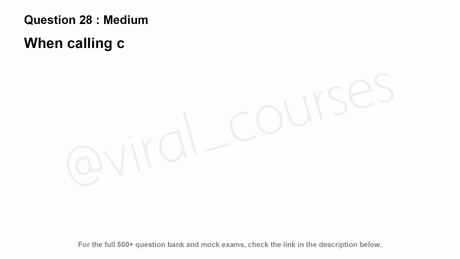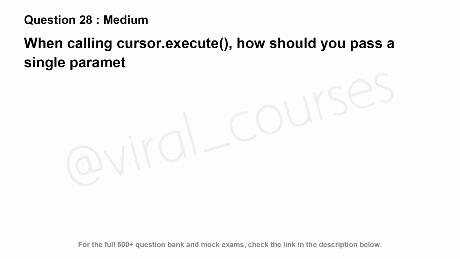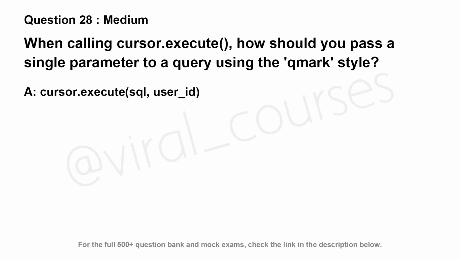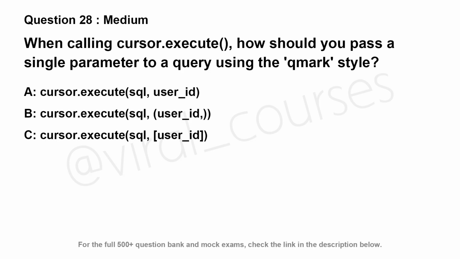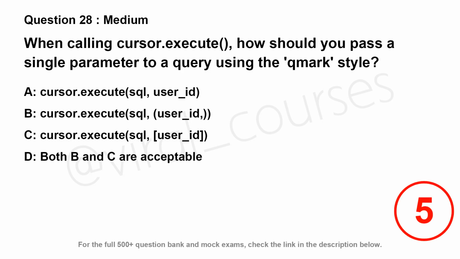When calling cursor.execute, how should you pass a single parameter to a query using the qmark style? Option A, cursor.execute(sql, user_id). Option B, cursor.execute(sql, (user_id,)). Option C, cursor.execute(sql, [user_id]). Option D, both B and C are acceptable.